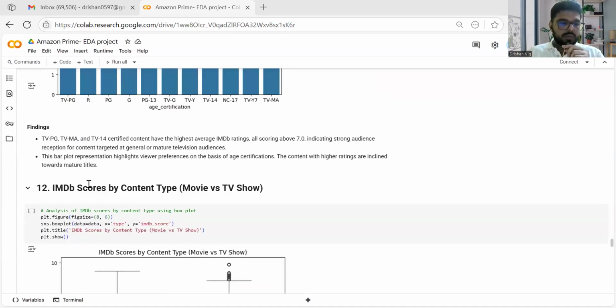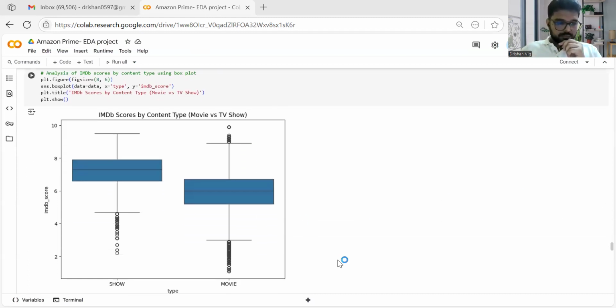Now it's time to analyze the IMDb scores by content type. So it basically represents the IMDb scores using a box plot to analyze which content type has higher IMDb scores. Is it a movie or a TV show? See, this is basically the box plot. Okay. It basically represents the numerical data. So yeah, this is the show and this is the movie.